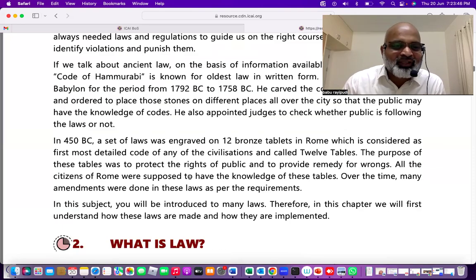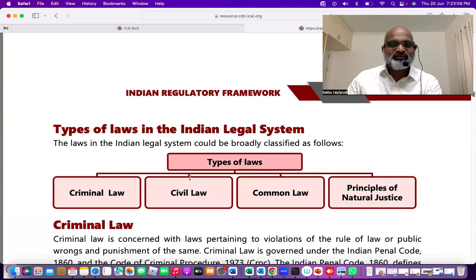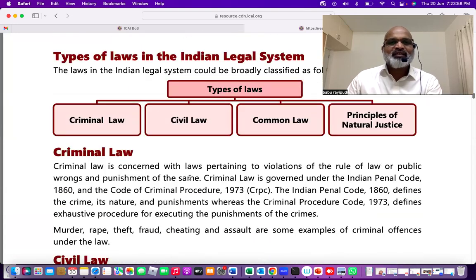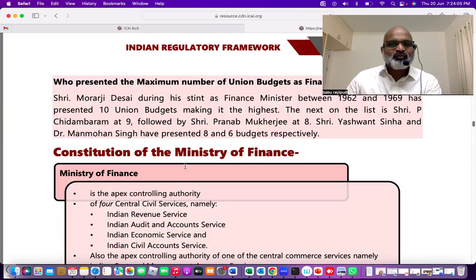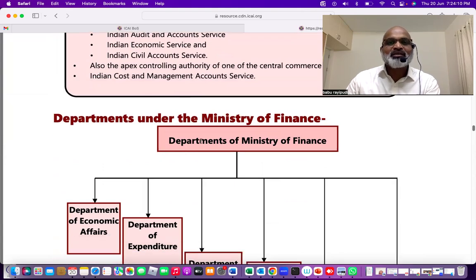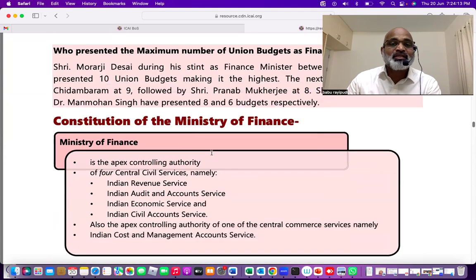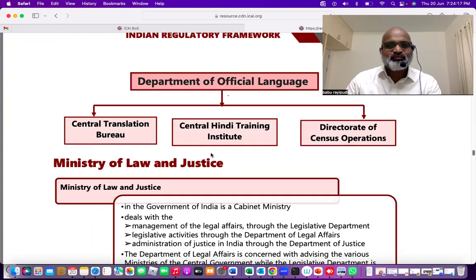Okay. So first, in the first lesson, please refer to sources of law. All right, tick mark in your textbook if you have a textbook right in front of you. Sources of law. Then types of law. This one also you go through. Then please go through these departments. Ministry of Finance, Ministry of Corporate Affairs. Two departments are there. Go through that.